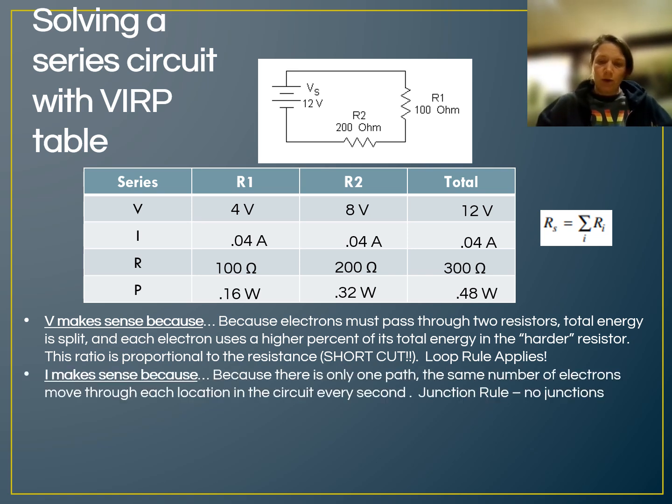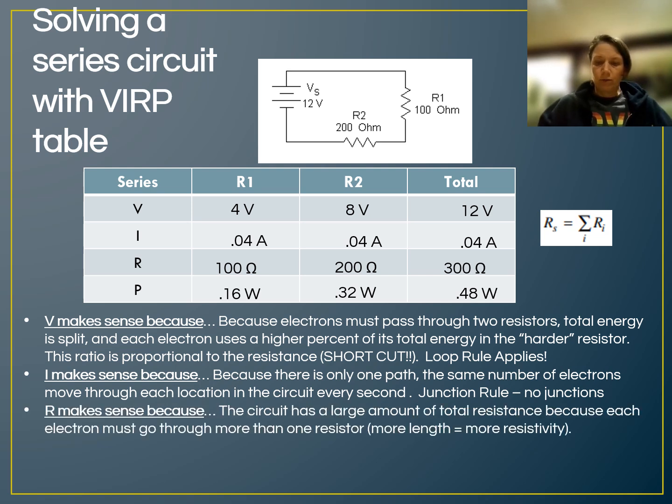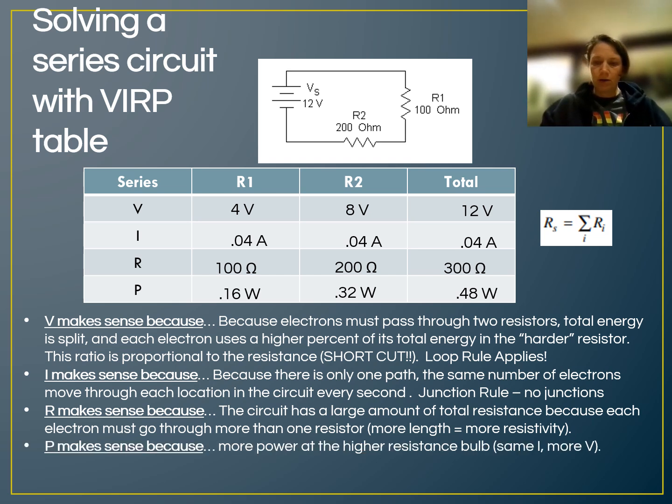The current makes sense as well. I mentioned this before, there's only one path, so the same number of electrons go through the entire circuit. The resistance of the circuit makes sense. It's going to have a large total amount of resistance because each electron has to pass through multiple resistors. They're sort of daisy chaining on the length.